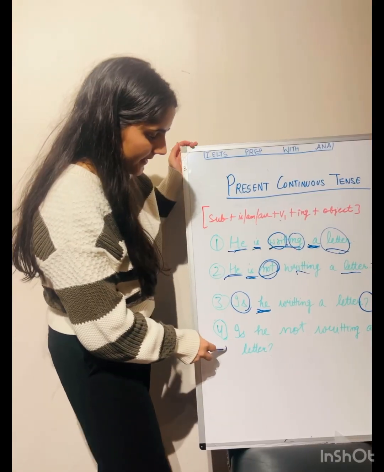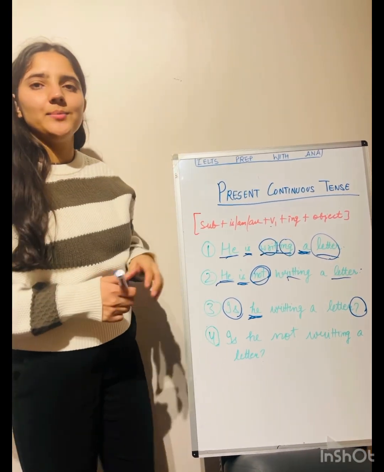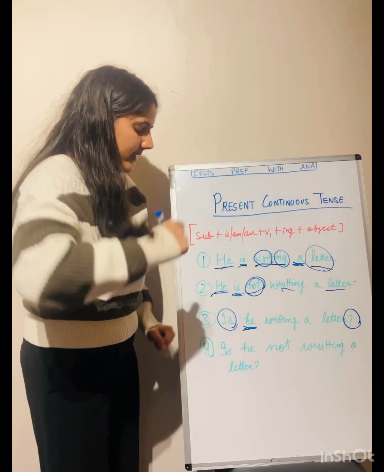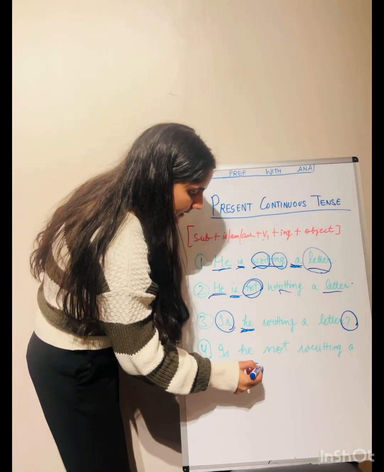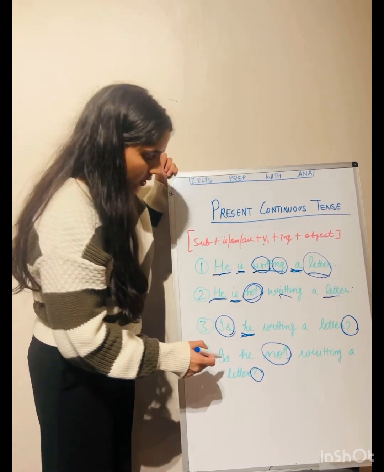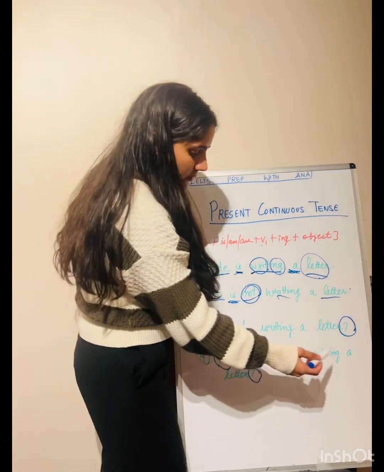The fourth sentence is, is he not writing a letter? This is an example of an interrogative negative sentence because there is a question mark at the end and there is a not. So this is an interrogative negative sentence. So is will come first, then, is he not writing a letter?